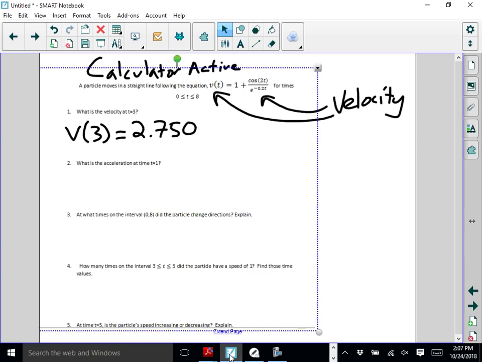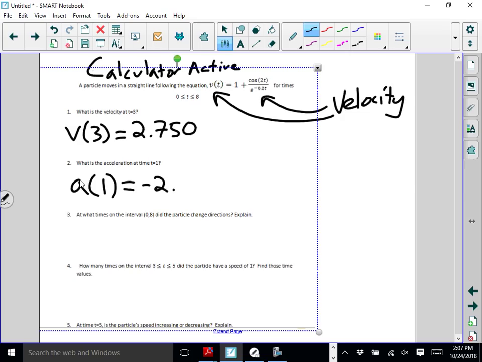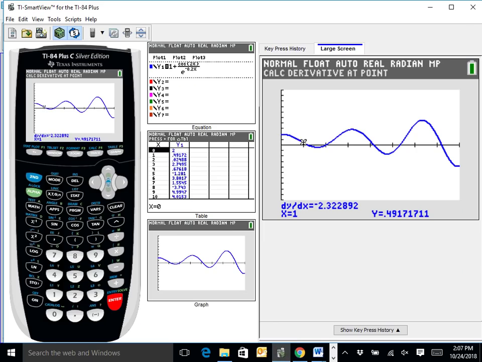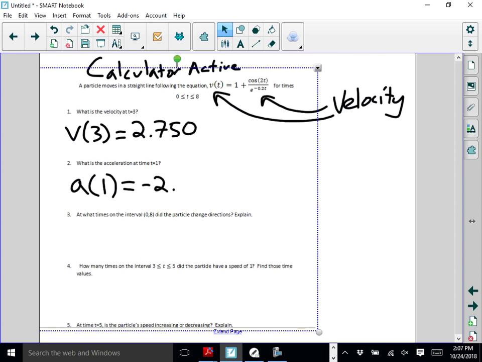I'm not just going to write the number. I'm going to say a of 1 equals negative 2. Oh crap! What was it? Have to look it up. Negative 2.322. Or I could write negative 2.323. I rounded my first answer. I truncated my second answer. That's okay. I can do whatever I want as long as it's one of those two options.